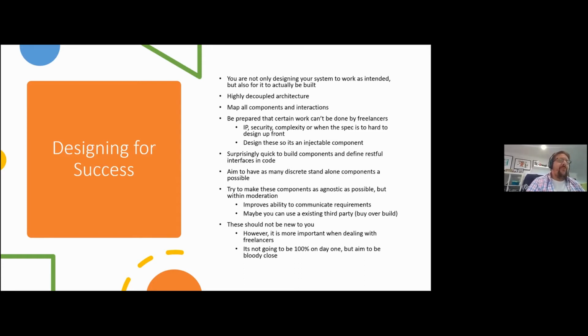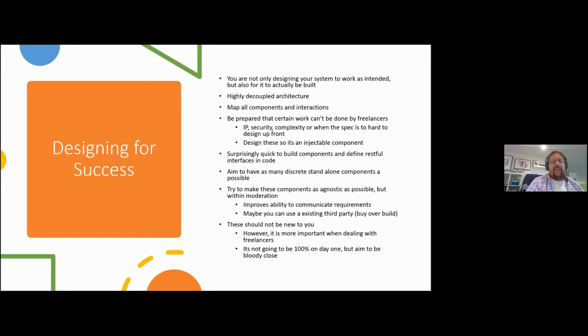But also realize that when building your system, there are going to be sections of it that you will never allow freelancers to deal with, because these freelancers might be offshore, or this is your core IP, right? So when you design your system, you design it around these key components. For example, IP, security, complexity, or where the spec is unknown. I describe them as components you try to isolate and make injectable, that you can add in. Again, I would hope that these things are fairly standard for building systems.